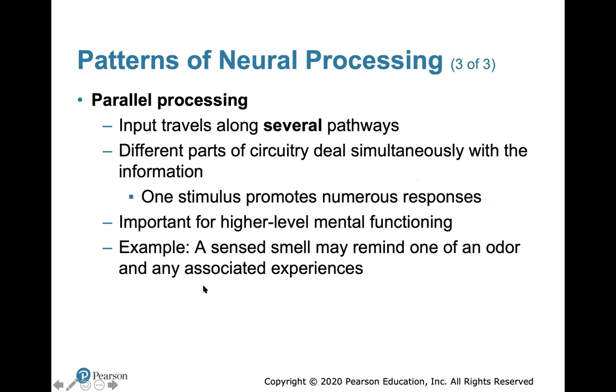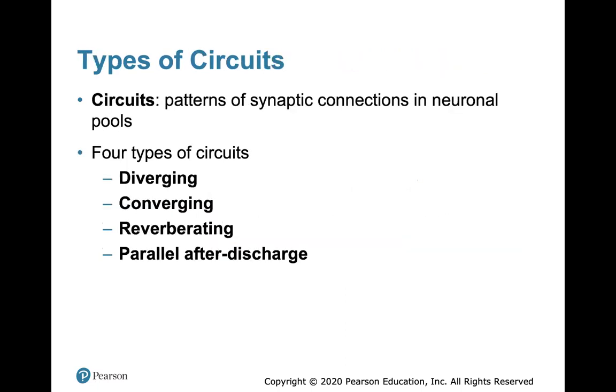Parallel processing is when input travels along several pathways at the same time. For example, a sensed smell may remind one of an odor or any associated experiences. And that's why it's often said that the sense of smell is very important for bringing back memories, because they travel along these parallel pathways.